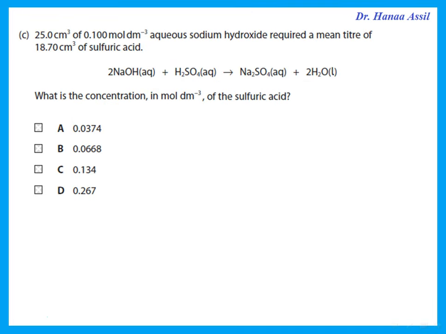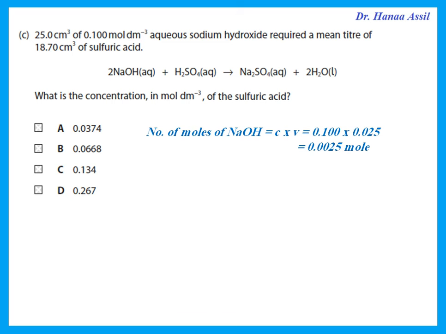Then he says 25 centimeter cubed of 0.1 mole per decimeter cubed of sodium hydroxide required a titer of 18.7 centimeter cubed. What is the concentration of sulfuric acid? You should know how to calculate this. He gives me information about sodium hydroxide. So I get the number of moles of sodium hydroxide. I have concentration times volume. Do not forget to divide the volume by 1,000 to make it into decimeter cubed. So this gives me the number of moles of sodium hydroxide is this value.